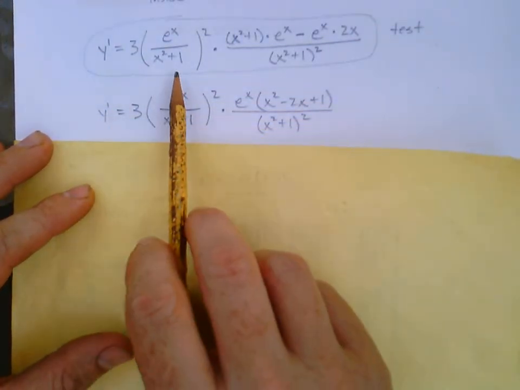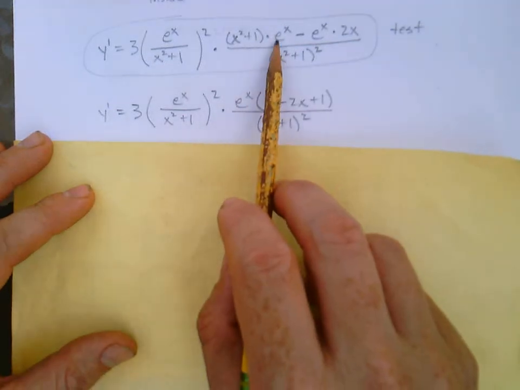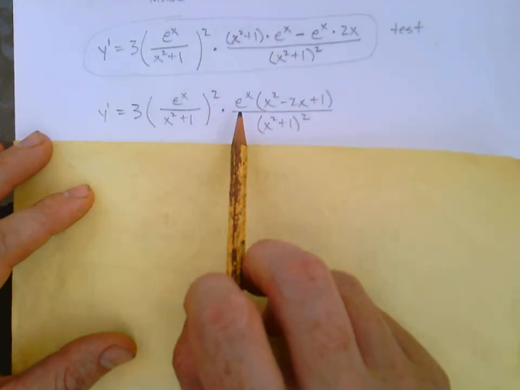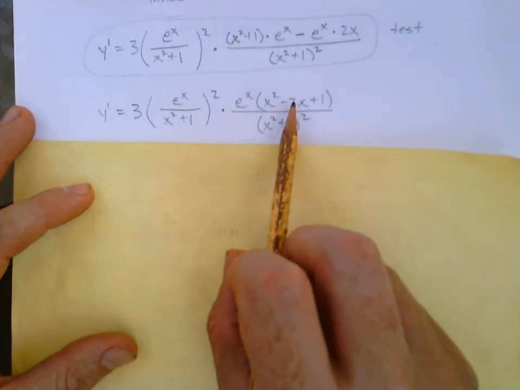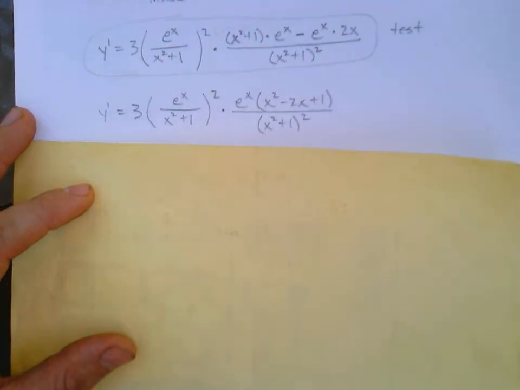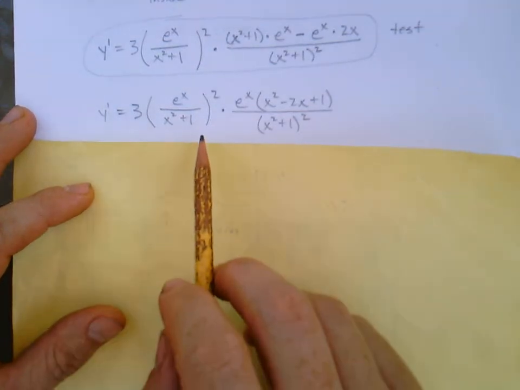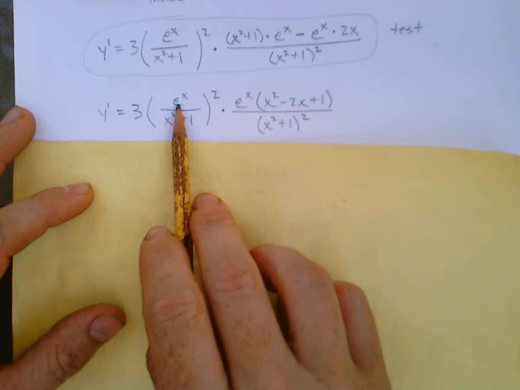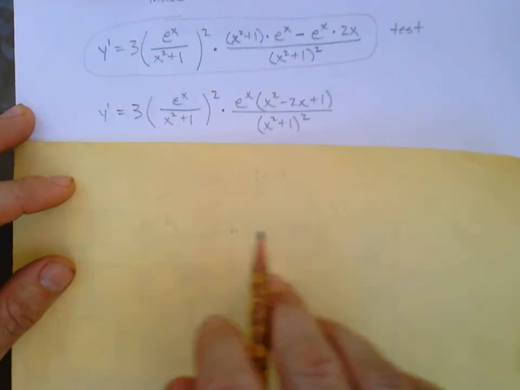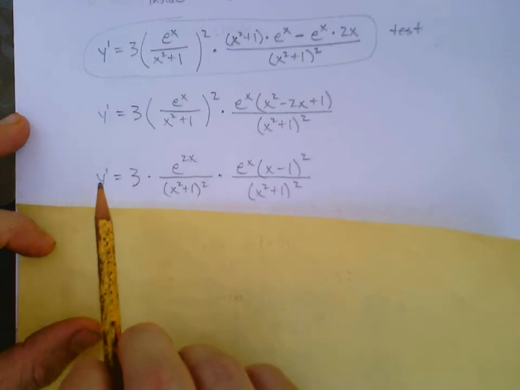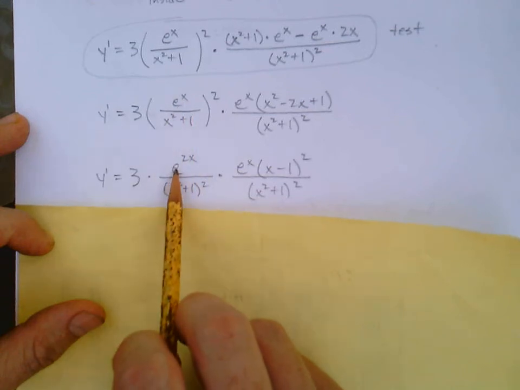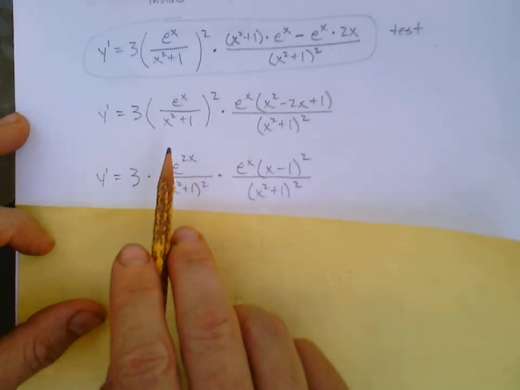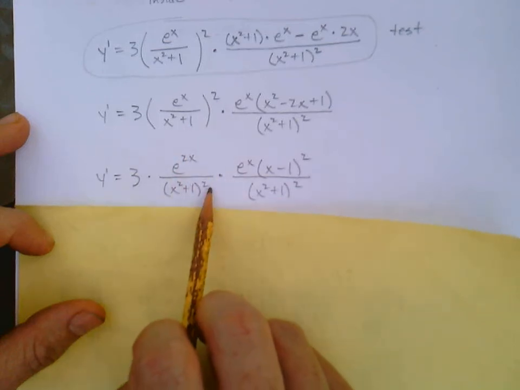Here's what we can do. I'm going to keep this first part the same. Here, since they both have e to the x, I'm going to factor e to the x out. And it's going to leave us with x squared minus 2x plus 1, if we put those terms in order. Okay. Next step, I'm going to go ahead and apply this square to top and bottom. So e to the x squared, if you recall, we're going to multiply those exponents, so it's going to be e to the 2x. And that denominator will be x squared plus 1 squared.